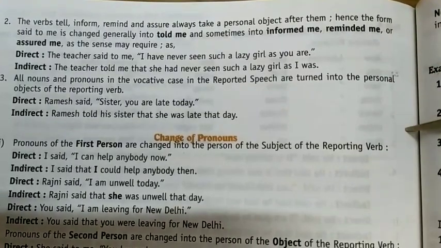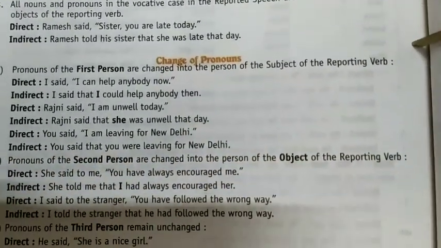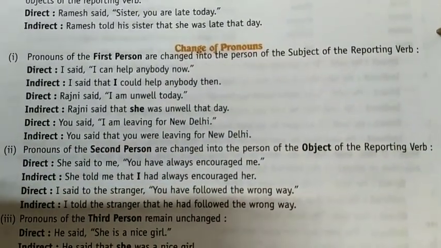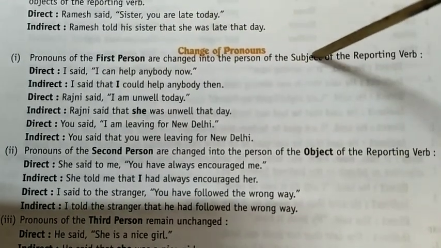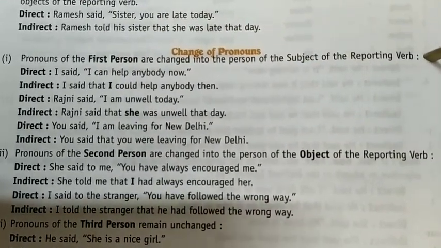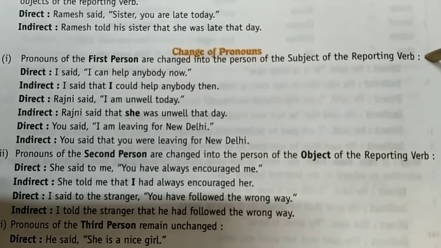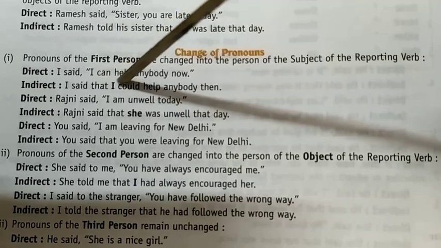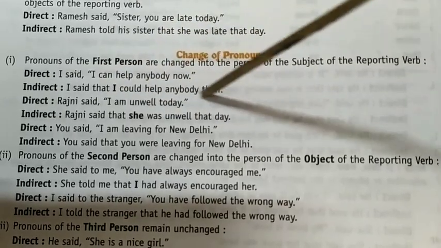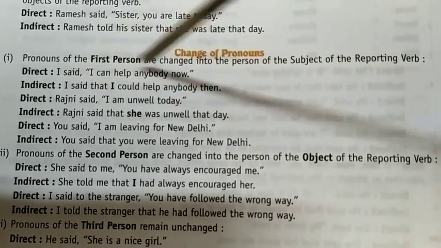Let us see important change of pronouns. Pronouns of the first person are changed into the person of the subject of the reporting verb. How? I said I can help anybody now. I said that I could help anybody then. Okay? I pronoun.